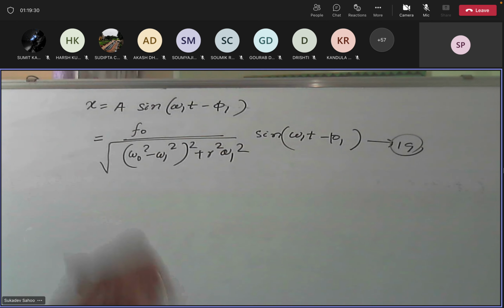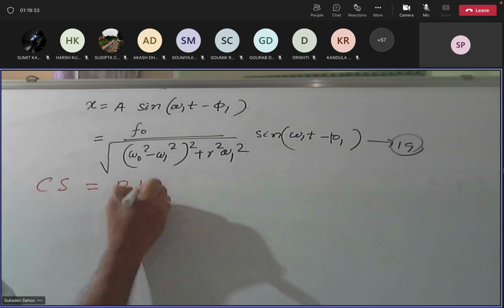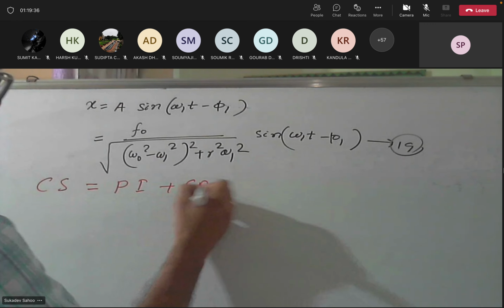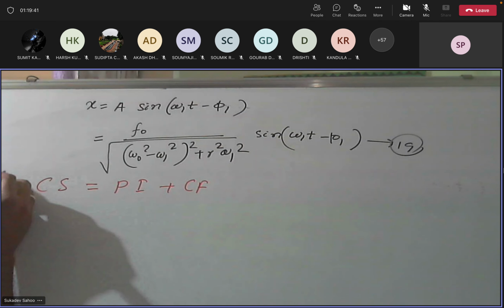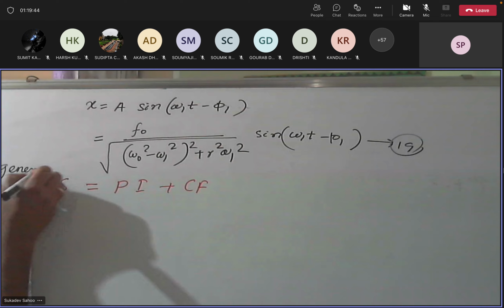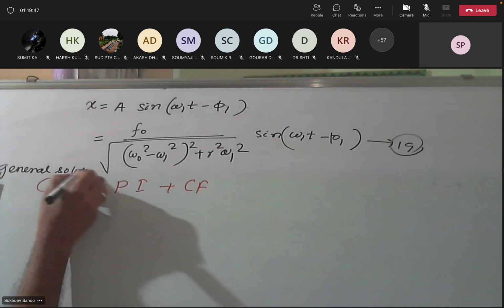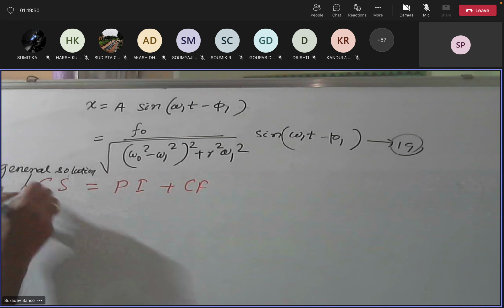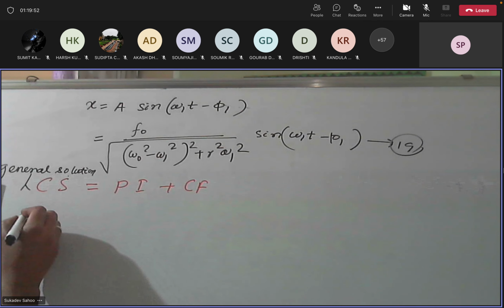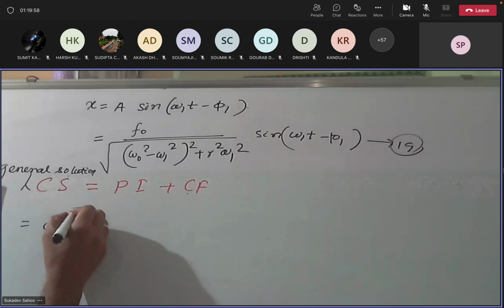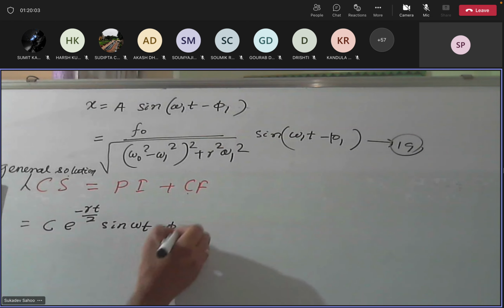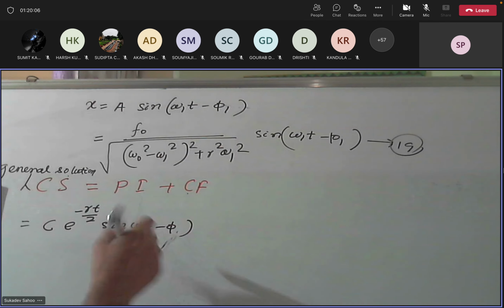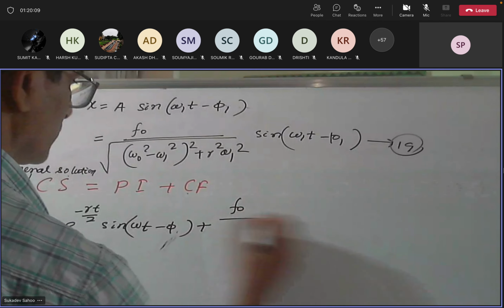Now we can write the complete solution, CS, equal to PI plus CF. So we can write the general solution as the PI plus this. We have already obtained the CF: C e to the power minus gamma t by 2 sin omega t minus phi, plus the square root term.